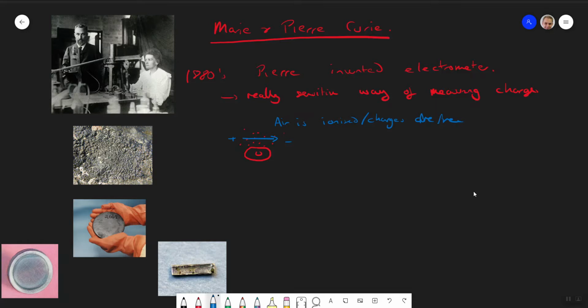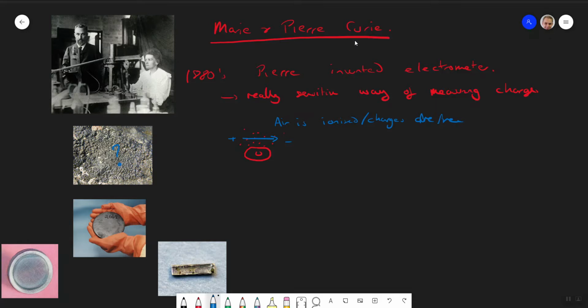So what she then did was she worked to try and isolate the material that's inside here to try and work out, well, what is causing this? And in doing so, the pair of them went on to isolate several new, previously unknown elements.